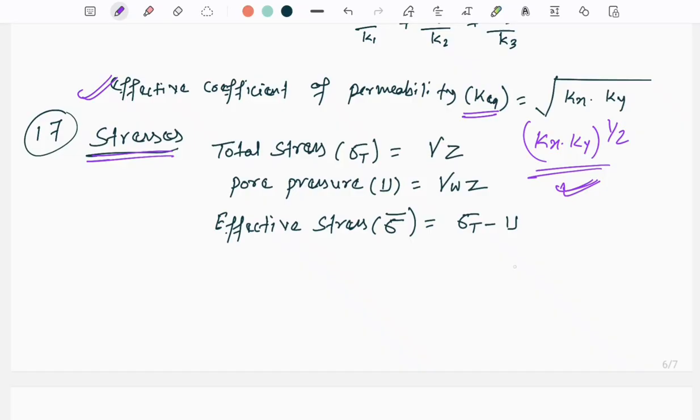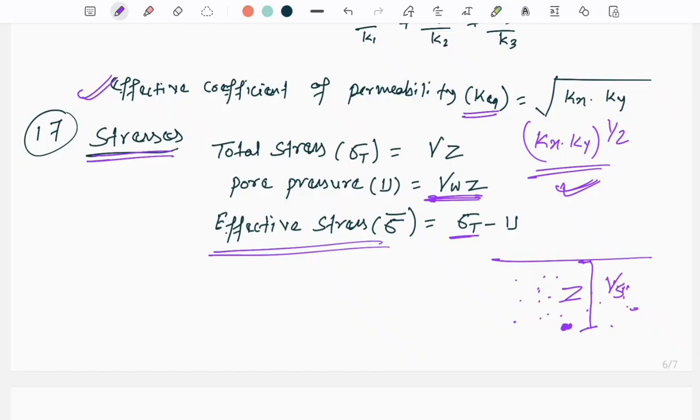And the last one is stresses. Suppose you have to find the stress in the soil at a point at some depth z. Total stress is the density of the soil multiplied by the depth z; that is the total stress at this point. But there is also water in the soil, so you need to find the pore pressure. Pore pressure is gamma w into z. So effective stress is equal to total stress minus pore water pressure.